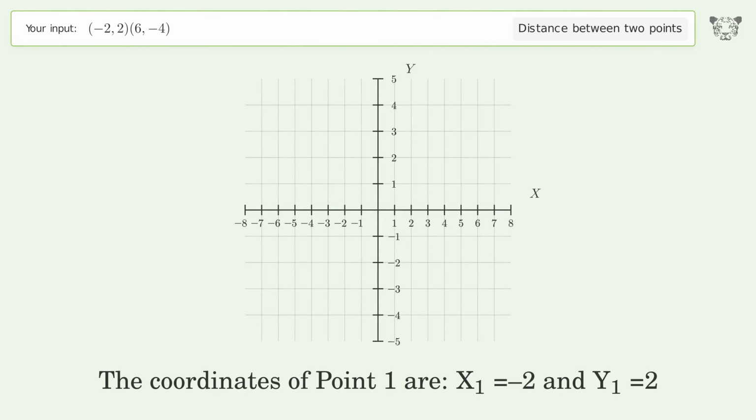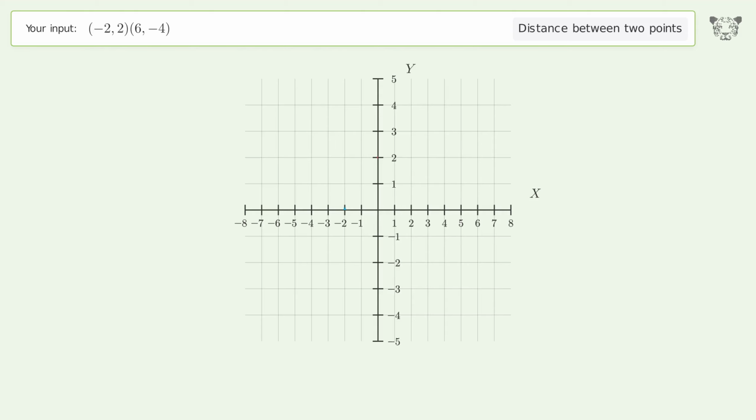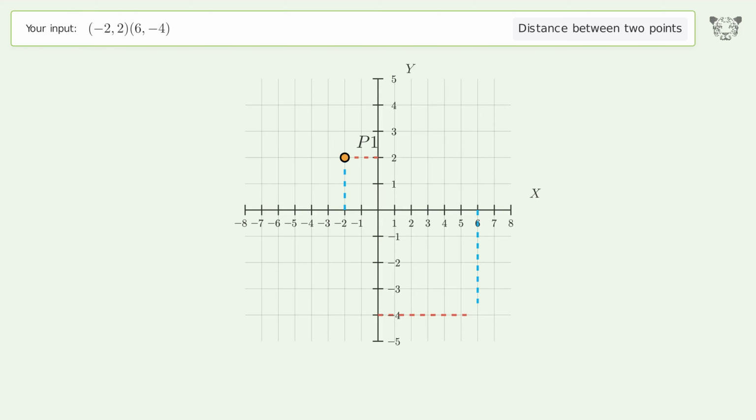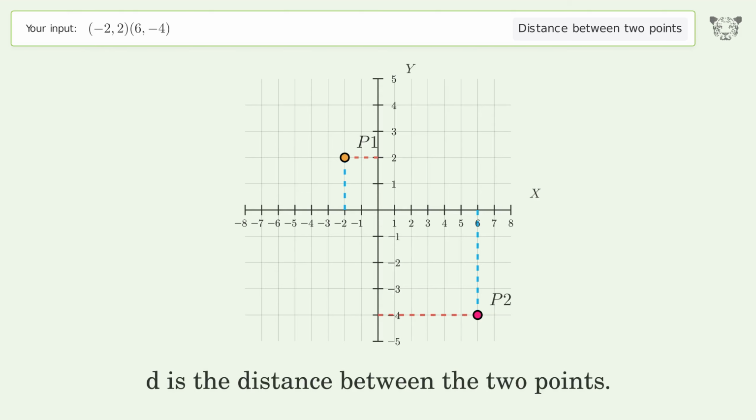The coordinates of point 1 are x1 equals -2 and y1 equals 2. The coordinates of point 2 are x2 equals 6 and y2 equals -4. D is the distance between the 2 points.